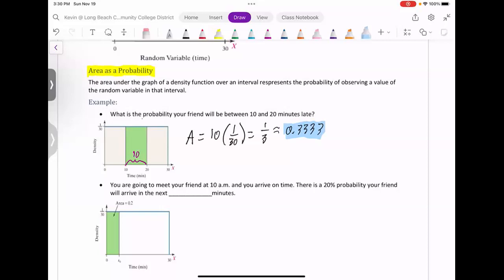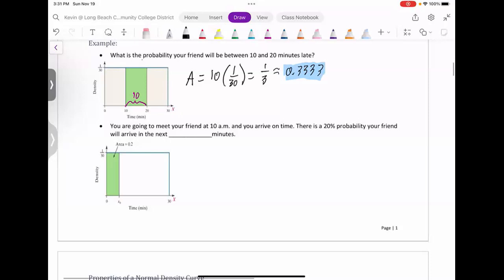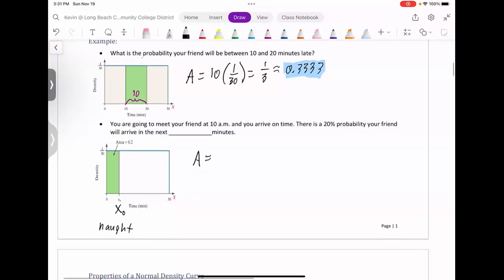Then we're going to go the other way. You're going to meet your friend at 10 o'clock. You arrive on time. There's a 20% probability your friend will arrive in the next how many minutes? So now we're given the area. Let me make that a little bit bigger. This variable here is x with a little 0 down there. Pronounce that x naught. That's spelled N-A-U-G-H-T. And the area, in this case, is given as 0.2.